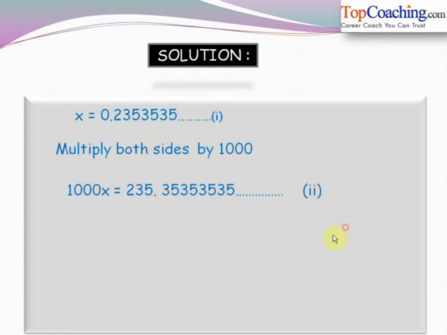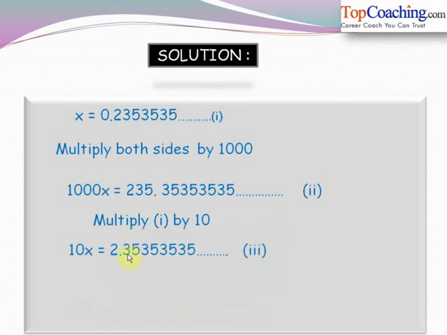Now in the next step, we multiply equation number 1 by 10. When we multiply this equation by 10, what we get is 10x equal to 2.35353535 and so on. Let us say that this is equation number 3. So we have the second equation as 1000x equal to 235.353535 and so on, and similarly one more equation as 10x equal to 2.353535 and so on. What we do next is we subtract the third equation from the second.